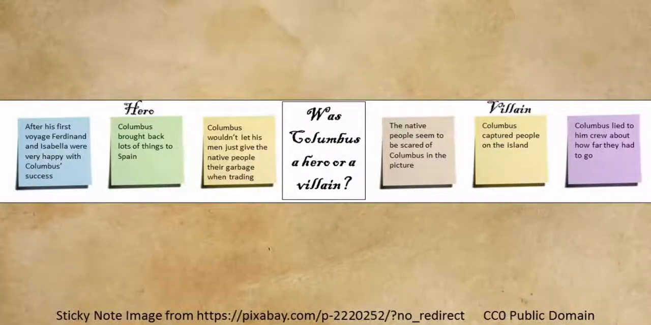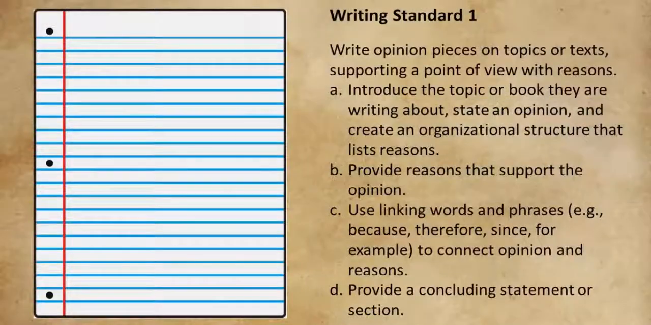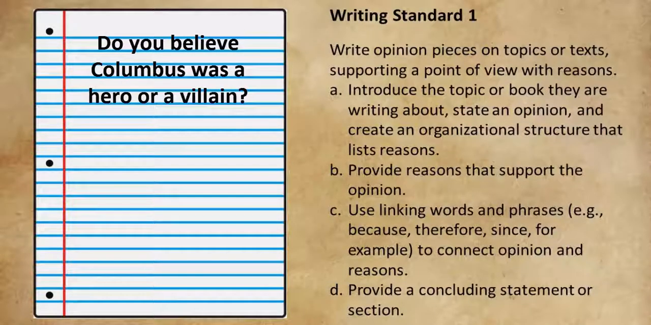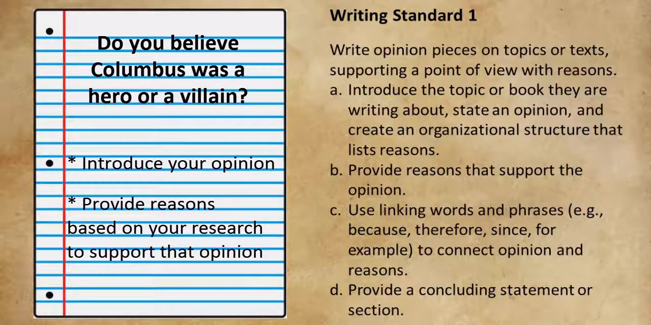You may continue gathering information from additional sources or limit your information gathering to the collection of primary and secondary sources suggested here. Once students have sufficient evidence to support their opinions, they should write a brief opinion piece responding to the question, do you believe Columbus was a hero or a villain? A task that supports third grade writing standard 1. Students should introduce their opinion and then provide reasons based on their research to support that opinion.